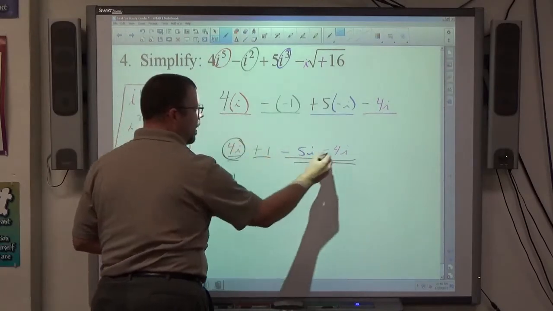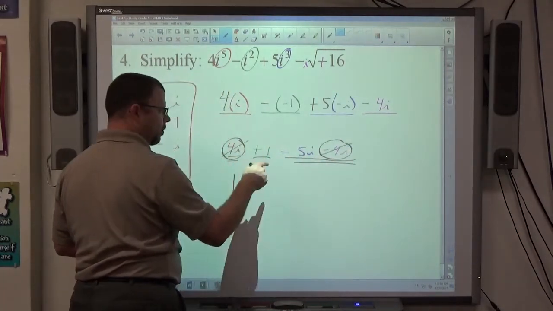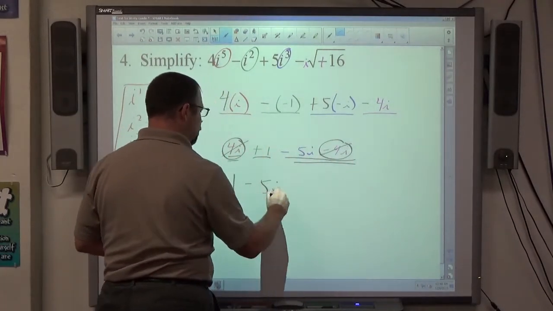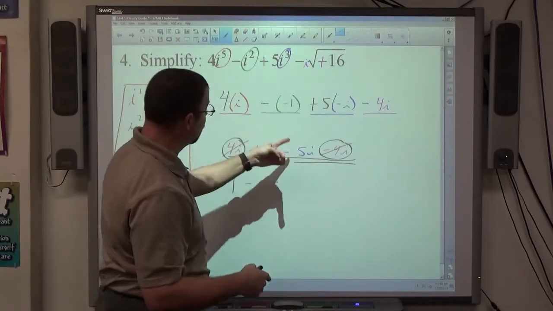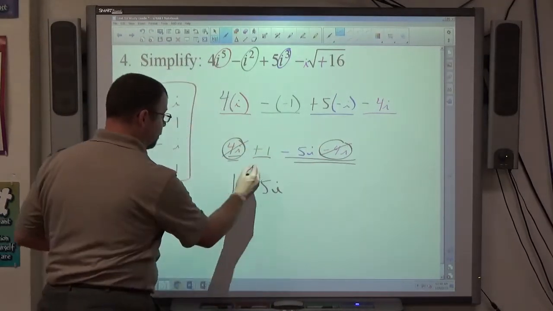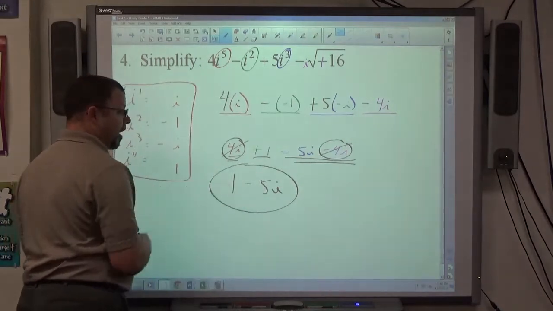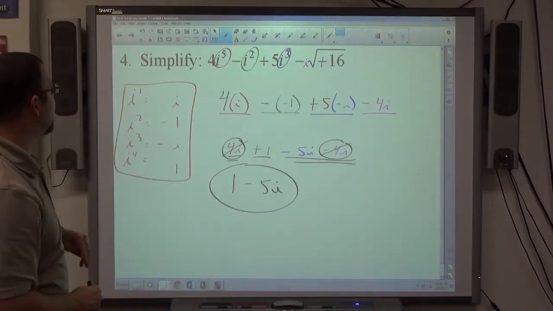It happens that 4i and minus 4i cancel. So we get negative 5i. Could have also gone 4i minus 5i is negative 1i, minus 4i makes negative 5i. Real number first, imaginary number second. Please get in that order.